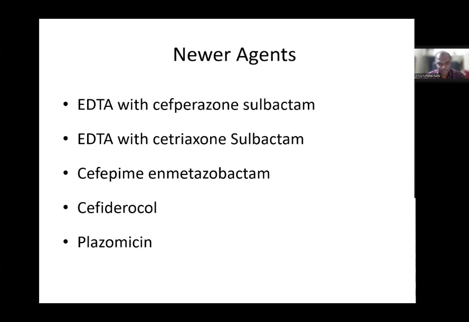Newer agents, EDTA with cefoperazone-sulbactam, are available for use. We have tried using it. It is useful, but in a selected group of patients. And EDTA with cefoperazone is again available. Cefepime with enmetazobactam has recently come into the market. We are waiting for ceftazidime as well as plasminogen.